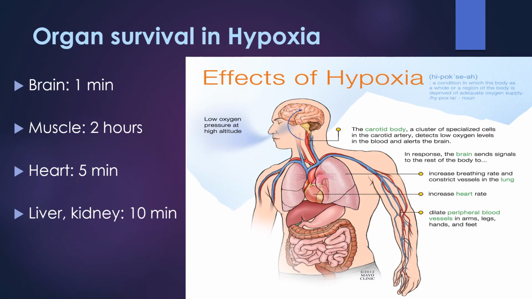So the organ survival in hypoxia. The brain can survive in hypoxic condition for 1 month, the heart for 5 minutes, and the liver and kidney for 10 minutes.